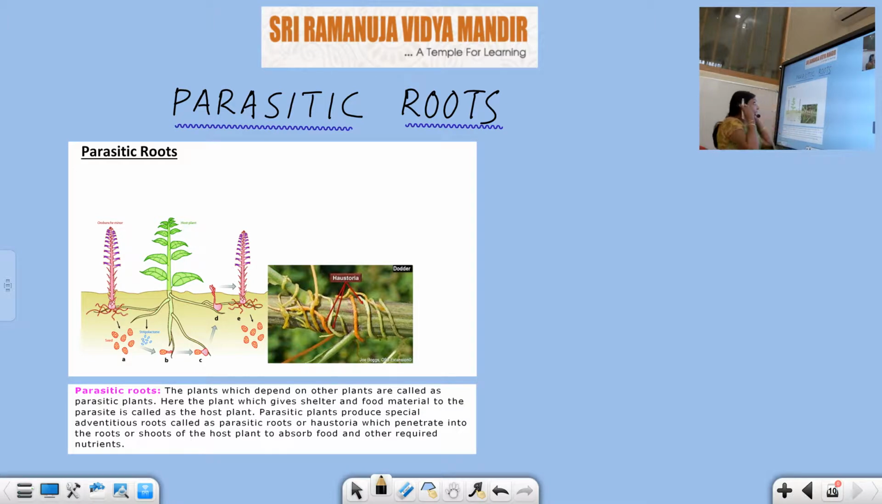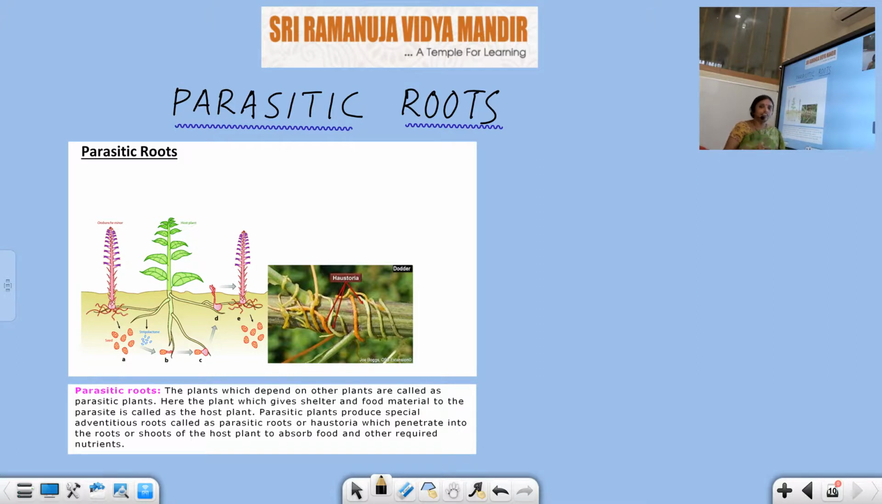So parasitic roots means these plants which depend on other plants for their food material and for water are called parasitic plants, and the plant on which they are dependent is called the host plant. So in some plants, roots become parasites. These plants form a haustoria-like structure.